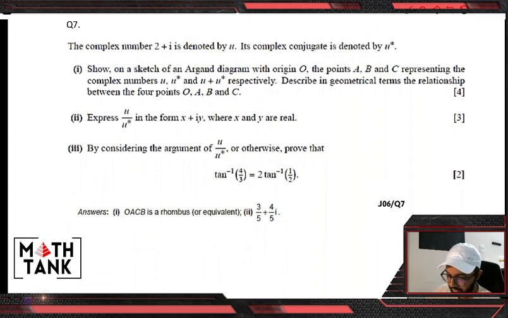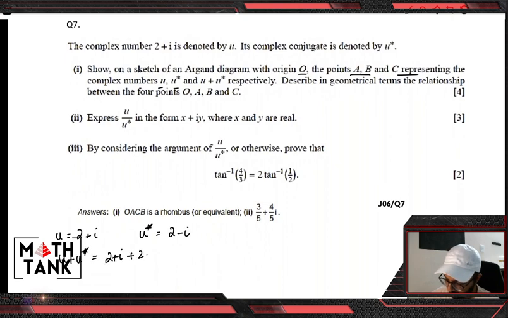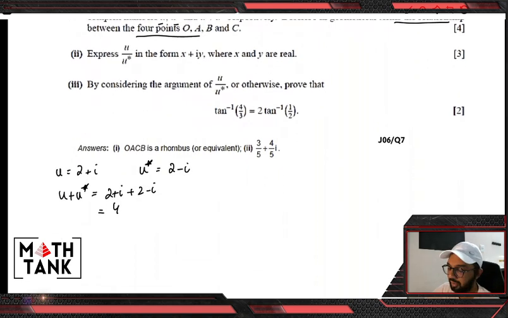It says the complex number 2 plus i is denoted by u, its complex conjugate is denoted by u star. So I know that u is 2 plus i and u star is 2 minus i. Show on a sketch of an Argand diagram with origin O the points A, B and C representing the complex numbers u, u star and u plus u star. So u plus u star is also there that I need to plot. 2 plus i plus 2 minus i, that gives me 4. Describe in geometrical terms the relationship between the 4 points O, A, B and C.